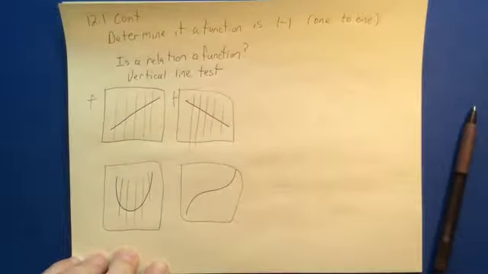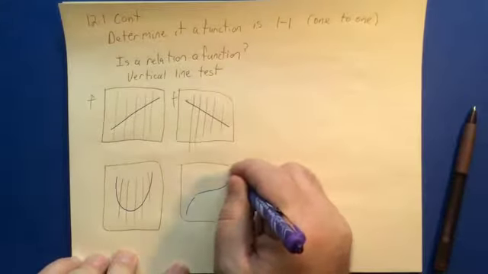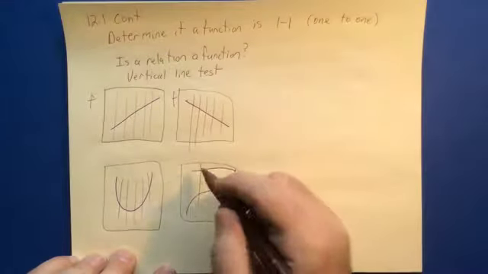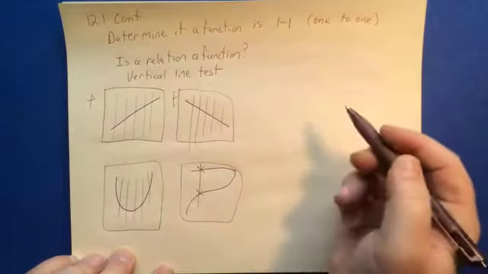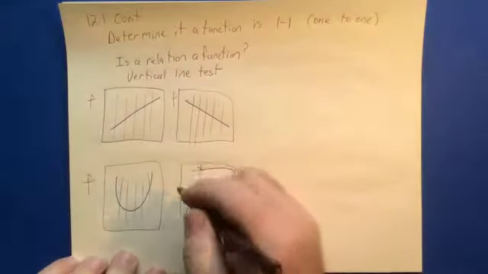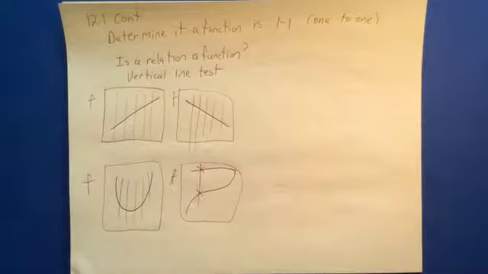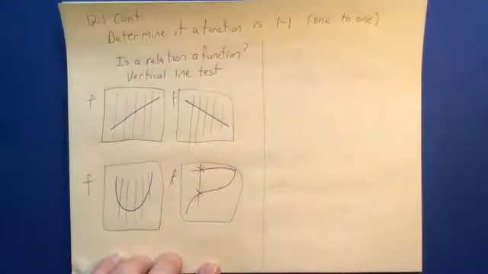Let me see if I can do this here. I'm going to change this up a little bit. It looks hokey, but this one here is not a function, because if I draw a vertical line, it crosses the graph 2 times. If I can do that anywhere on the graph, even just once, then the relationship is not a function. Okay, so that is the first part of the question.